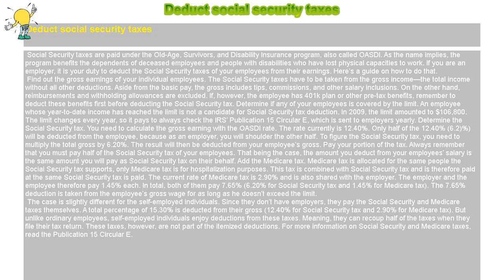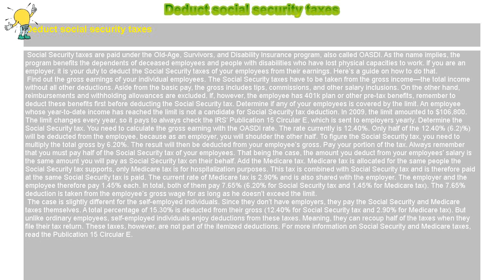The case is slightly different for the self-employed individuals. Since they don't have employers, they pay the Social Security and Medicare taxes themselves. A total percentage of 15.3% is deducted from their gross, 12.4% for Social Security tax and 2.9% for Medicare tax.